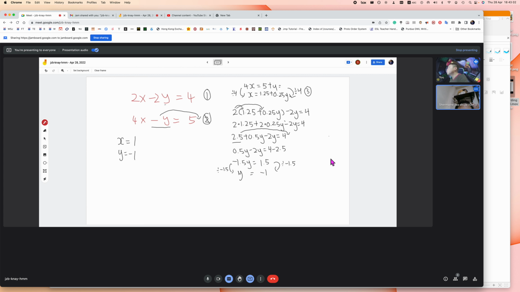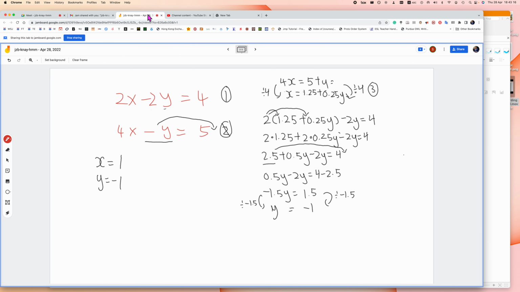Okay, very good. So this is just one example, but I would like to demonstrate to you. Actually, there is a better way to do this question. Let me show you over here. Between 1 and 2, I think it's easier to do the 2.